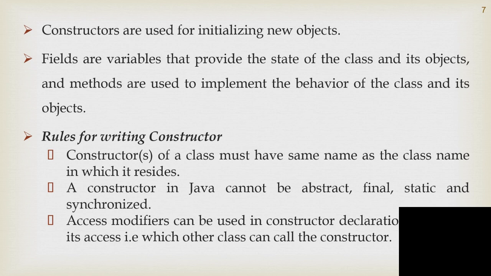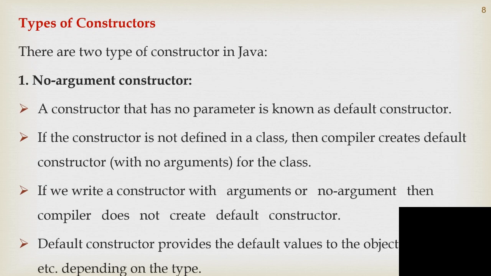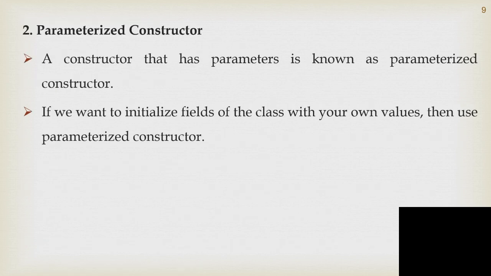We have some rules for writing a constructor. The constructor of the class must have the same name as the class name, and a constructor in Java cannot be abstract, final, static or synchronized. Access modifiers can be used in a constructor's declaration to control its access. There are several types of constructors: the no-argument constructor and the parameterized constructor.